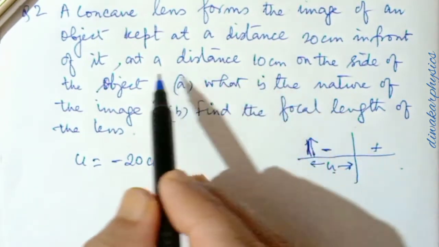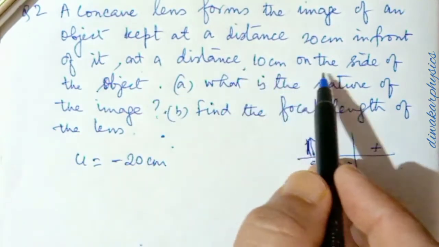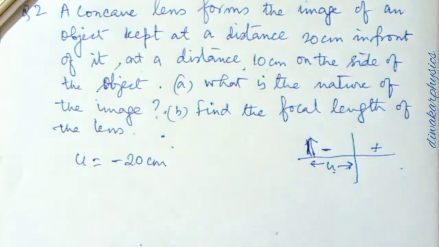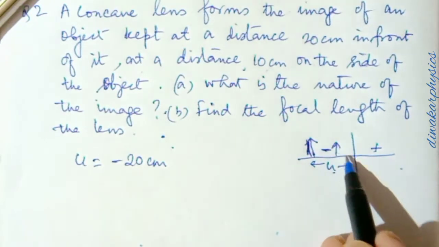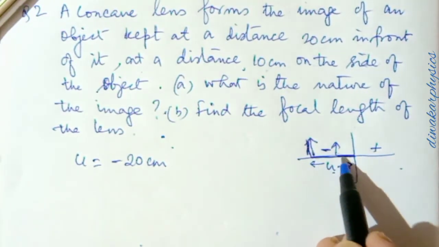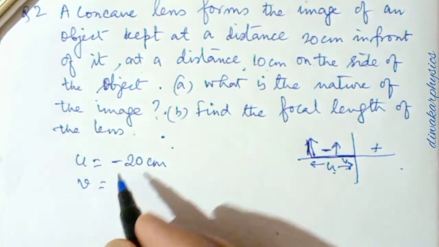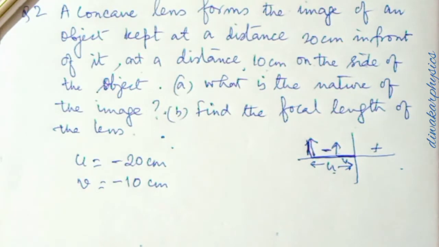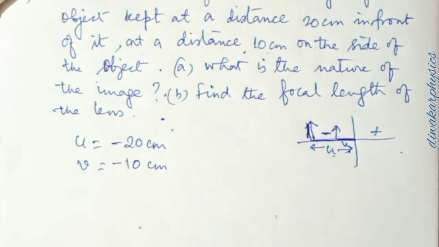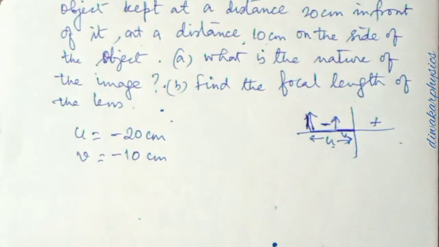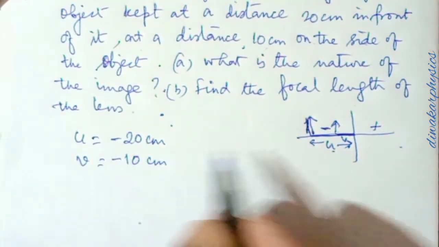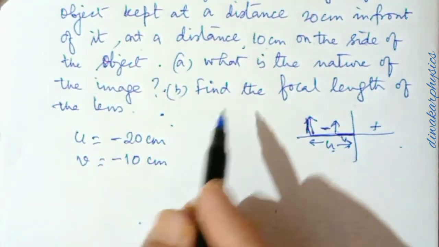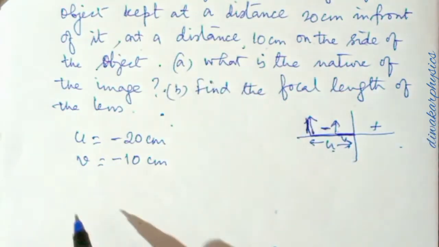At a distance 10 centimeter on the side of the object. That means the image is formed here only, on the same side as the object. That means v is also negative here. So v is minus 10. And interestingly, a concave lens has u, v, f all negative. Remember that. Easy to follow. So u negative, v negative. Only this information is given.